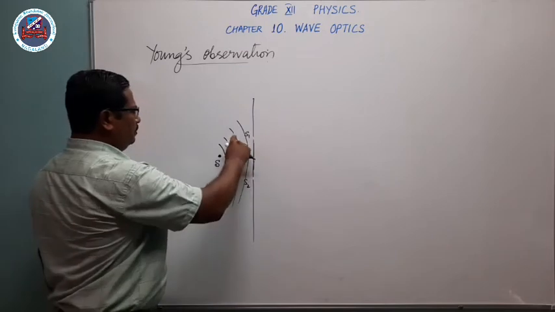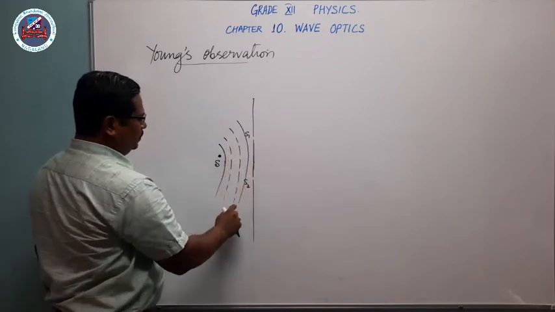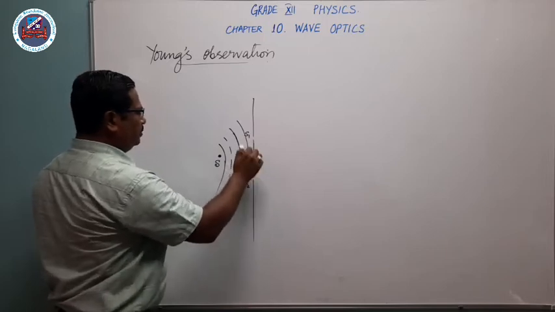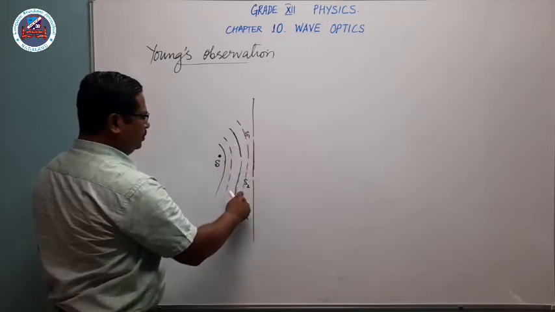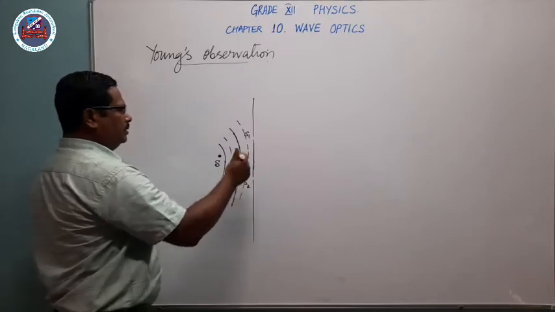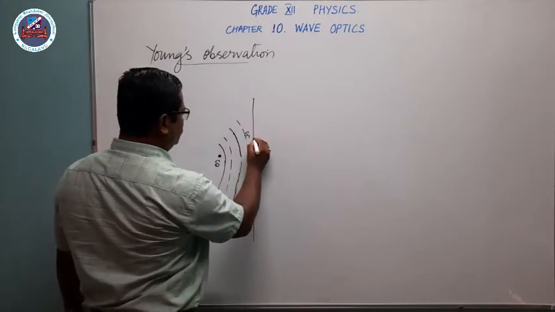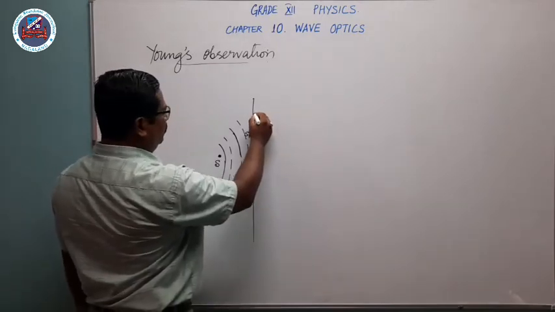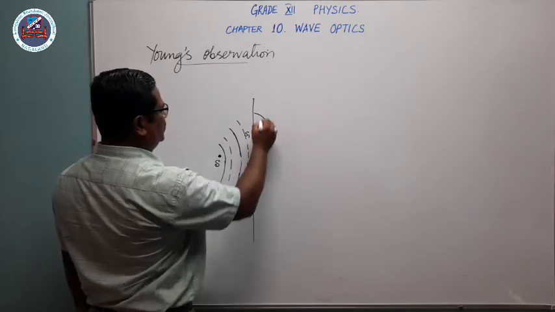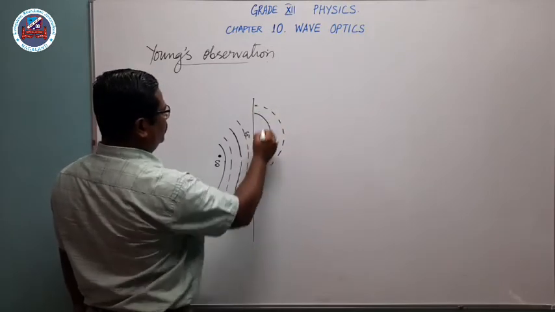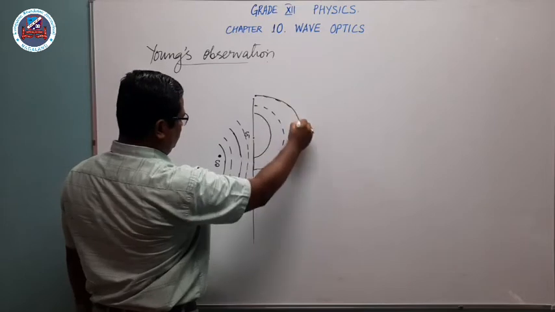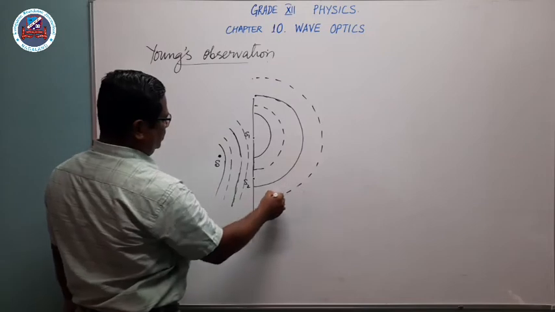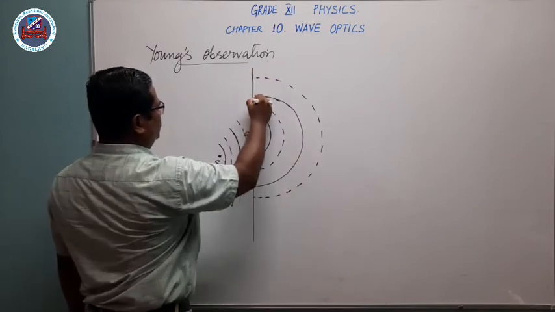of crest and trough. Solid line, suppose it is crest, and dotted line, it is trough. Like this it is coming out. Then these two will become like a source of light. Here it will travel in the form of crest, trough, crest, trough. Like this it will travel in the forward direction.